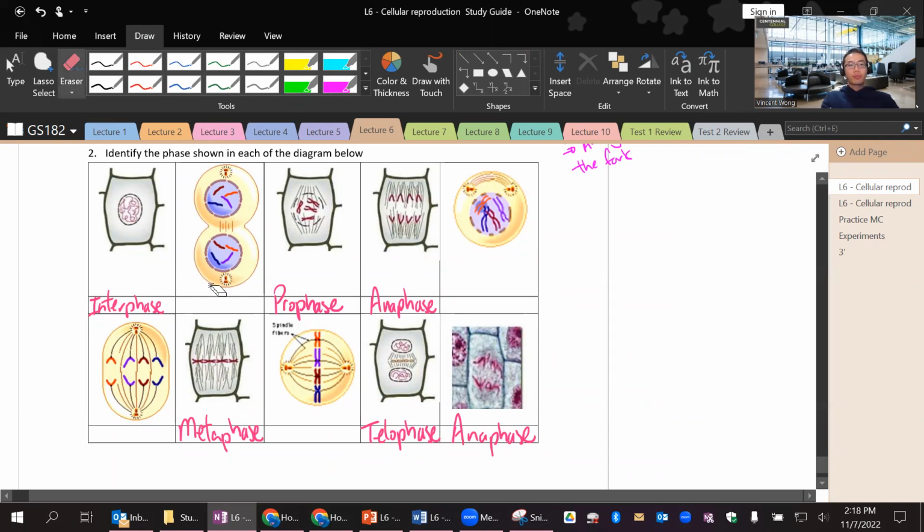Let's do the animal cells. We're trying to pull the cells apart. That is the telophase. Anaphase here. Metaphase. And prophase.